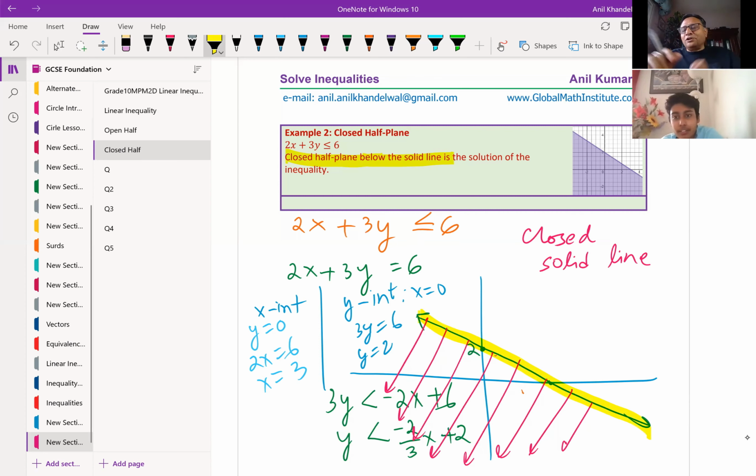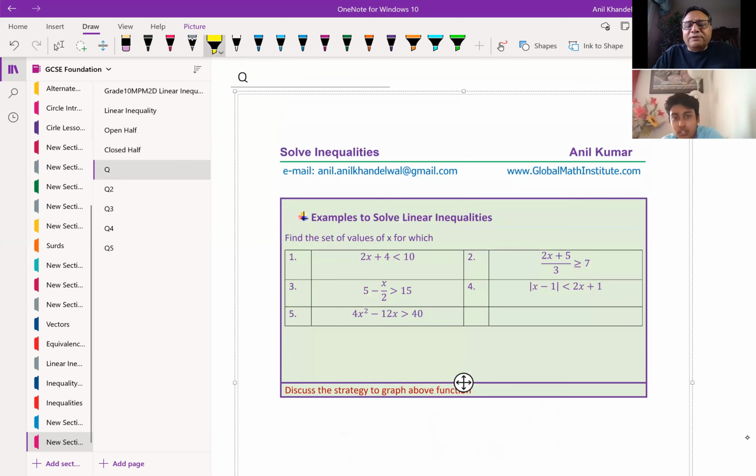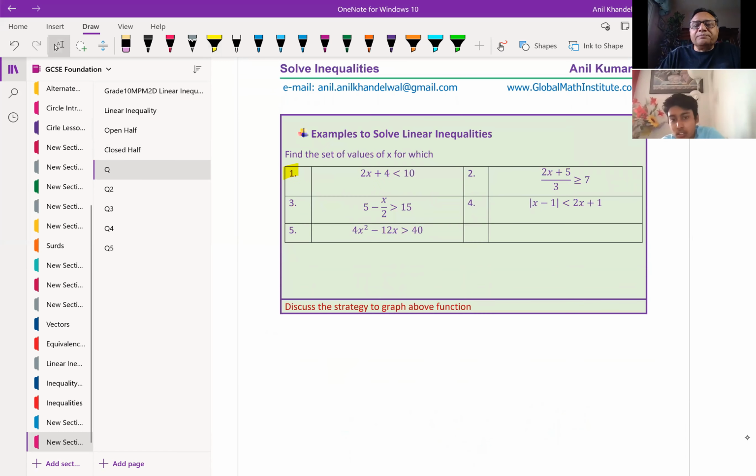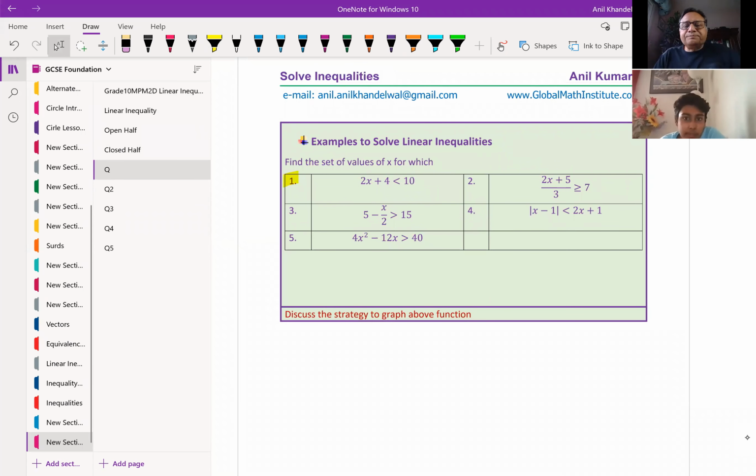So now I think the concept is clear to you. So we can have some test type of examples. Here is the very first question for you to do. Can you please read the question, write the answer, and discuss with me? 2x plus 4 is less than 10.